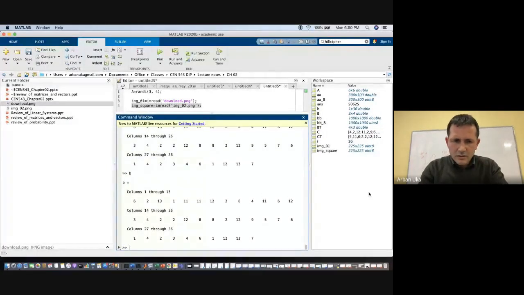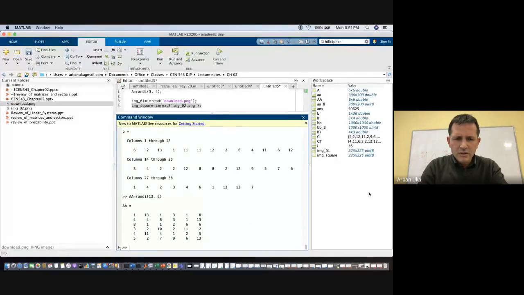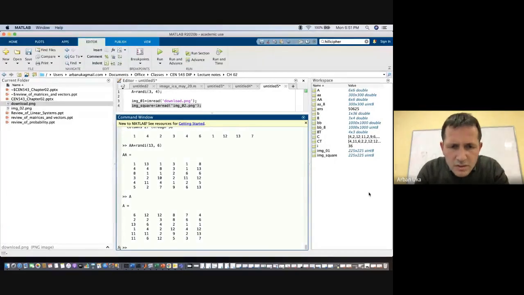Okay, so here we have the vector B. B is just a vector which is 1 by 36. Now here we can denote another matrix AA, which is equal to a randomly generated number where 13 was the largest value, and the matrix was 6 by 6. Now, this is AA, okay? What was A? This is 6 by 6. This is also 6 by 6.